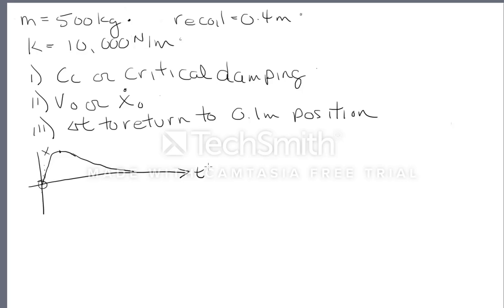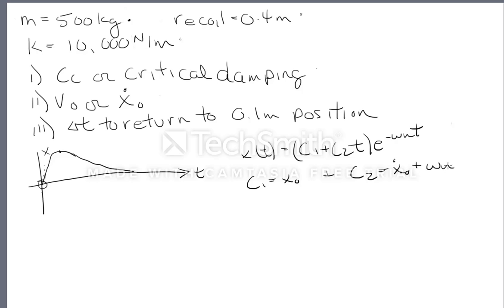Okay, so what are the governing equations of motion? x of t, this is for critically damped, equals bracket c1 plus c2 t bracket, e to the negative omega n t, where c1 equals x naught, and c2 equals x naught dot plus omega n x naught. Okay, so let's just draw a line across here.